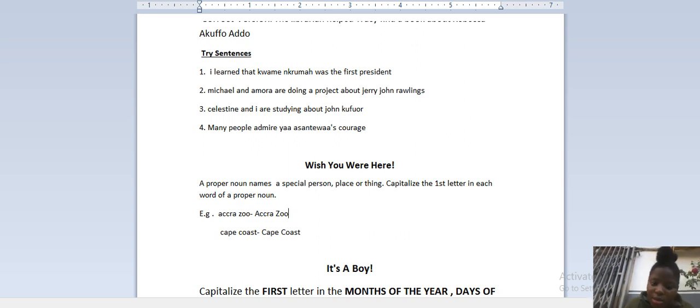That is Cape Coast. Cape Coast over here has been written with small letters, but Cape Coast is the capital of the Central Region, and Cape Coast is a proper noun. So you can see that the correct version is over here, and the C in Cape has been capitalized and the C in Coast has also been capitalized. So get it straight. We capitalize the first letter in each word. I'm going to give you a lot of examples, but let's just deal with these two. Now with this side, we're dealing with a special person, a special place, or a thing.